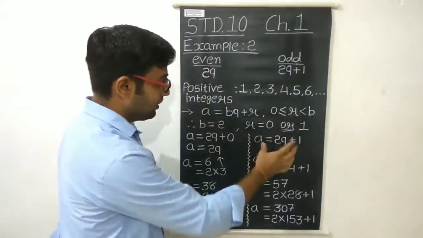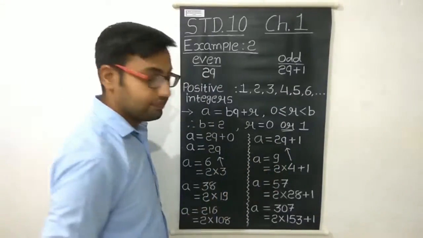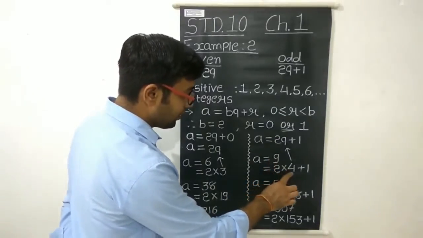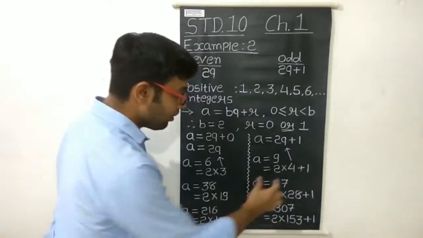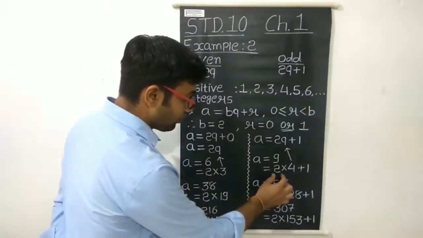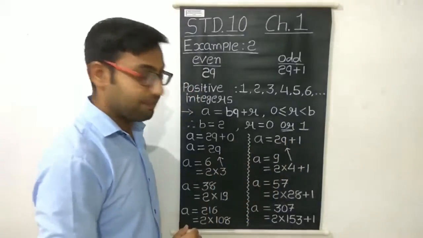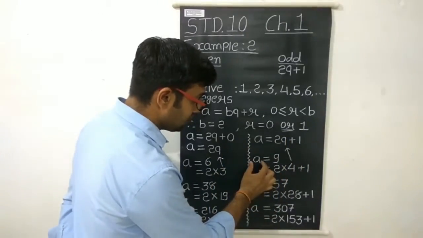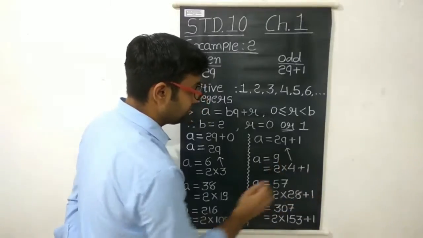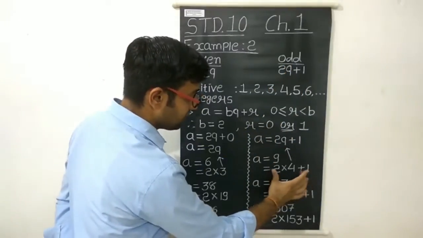Now let us take the example of an odd number. Let's take a as 9. How can we write 9? As 2 multiplied by 4 plus 1. 4 twos are 8, plus 1, total is 9. So this 4 is a q, some integer. So we can write this 9 in the form of 2q plus 1. Right? 9 is an odd number, and we write it in the form of 2q plus 1.